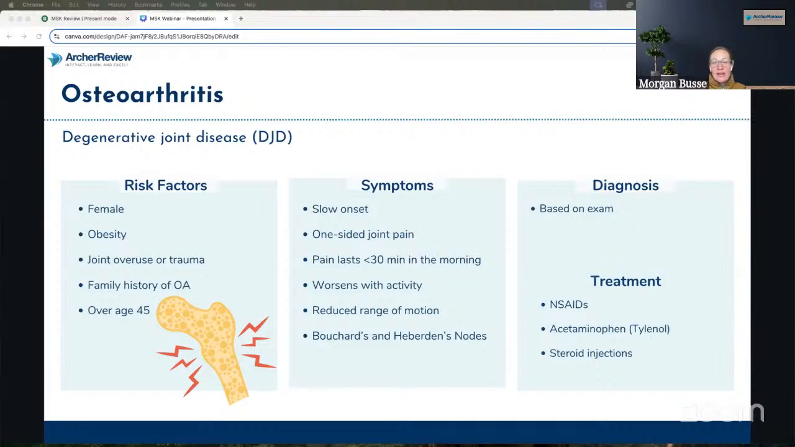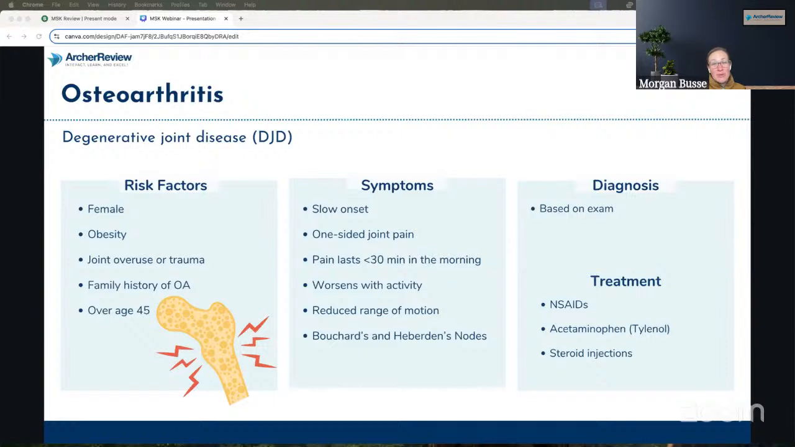Treatment: NSAIDs, but careful, right? We have an older population here. We're not going to hit them super hard with ibuprofen all the time because of the risk of a GI bleed or something like that. Acetaminophen can be helpful. Steroid injections, maybe, maybe not. We also do hyaluronic acid, that gel injection, which can be pretty helpful for people. We also have complete joint replacements: knee replacements, hip replacements, shoulder replacements. Those all help quite a bit.